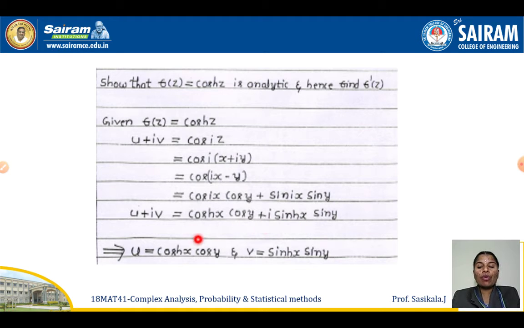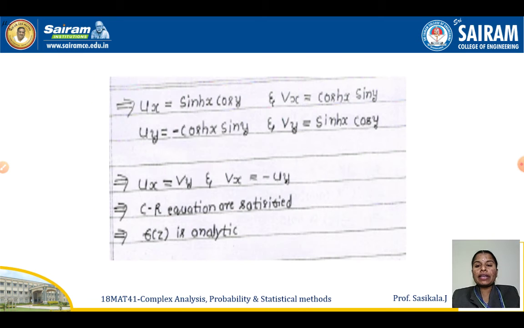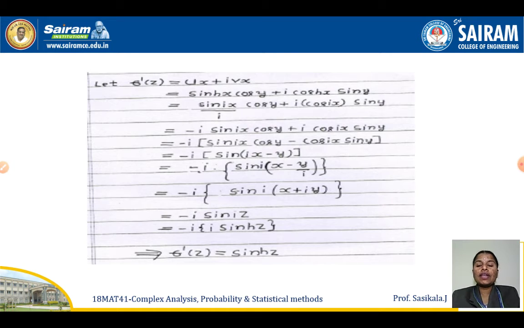Okay. Now you can find your u and v terms, and immediately what you have to do? Verify your CR equations. So I found my ux is sinh x cos y, uy is minus cosh x sin y, vx is cosh x sin y, vy is sinh x cos y. So ux is equal to vy, vx is equal to minus uy. My CR equations are satisfied. So you can tell f(z) is analytic.